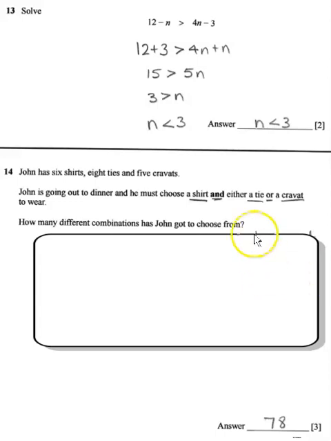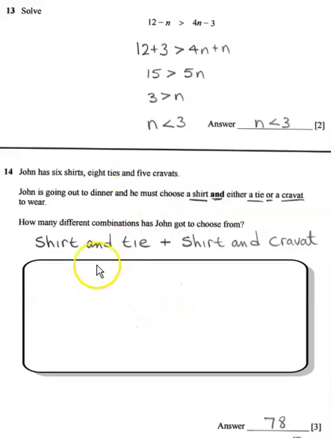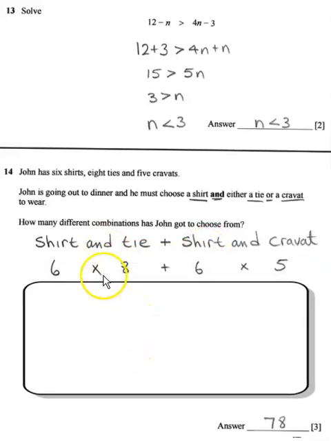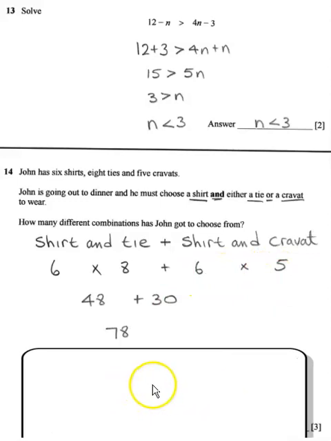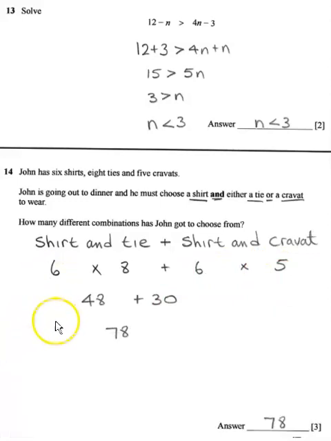So the combinations I have, you can do it in slightly different ways, but I've done it this way. So it's shirt and tie, and shirt and cravat, and that's the or. Shirt and tie or shirt and cravat. So in probability, if you've got an and, you times them together, and if you've got an or, you're adding. So 6 times 8 is 48, 6 times 5 is 30, and then we have 78. So that just means there's 78 different combinations John can choose from.